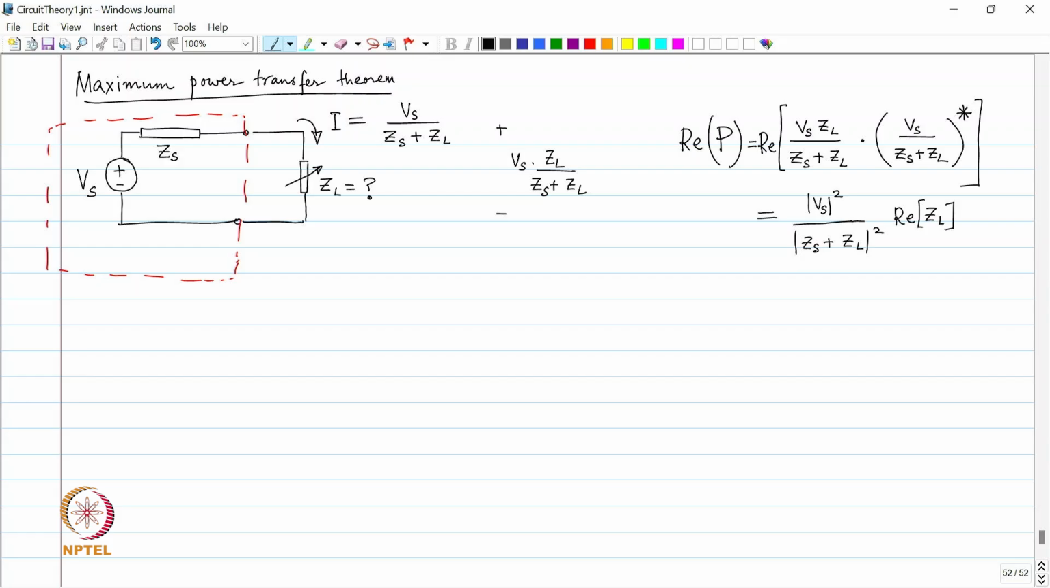Okay, great. Now, let us say that Zs is nothing but Rs plus j times Xs and ZL is RL plus j times XL. Fine. Now, therefore, what is the power? What is the power?